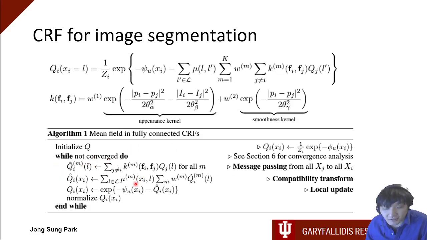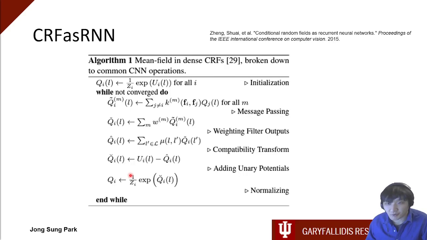And you can see that it calculates a new Q value, so a new approximate probability distribution, and it iterates the same thing until convergence. So this iterating part was the important part when another team created a CRF as RNN. RNN here means a recurrent neural network, which uses sequential or temporal information.